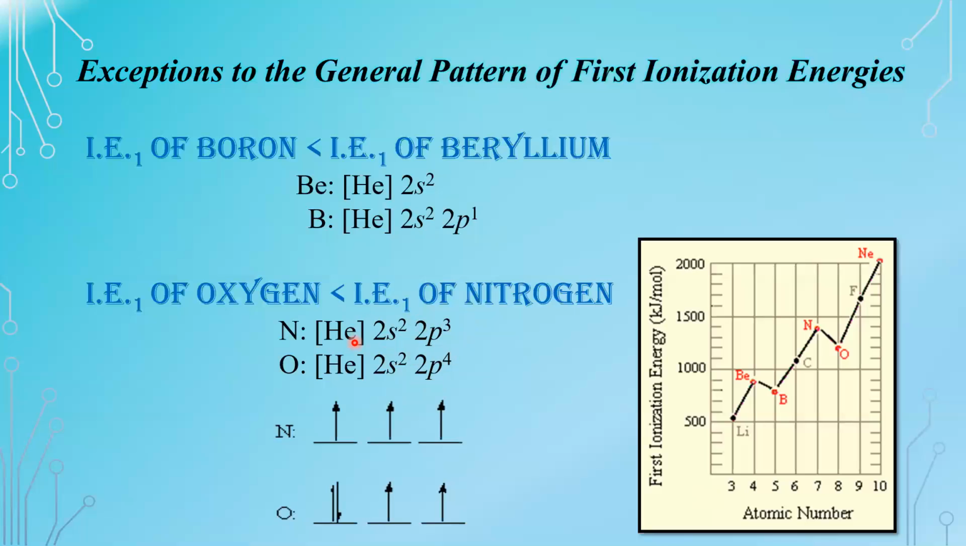Hence, by looking at the electronic configuration, we can conclude that nitrogen is more stable than oxygen, because in nitrogen the valence shell is half filled, which is more stable. Hence, the energy required to remove electrons from stable shells is more than that of an unstable shell. I hope this concept is clear to you.